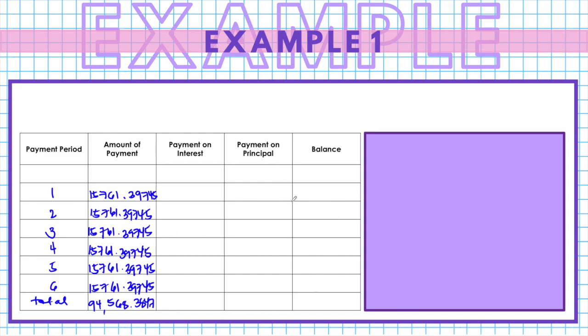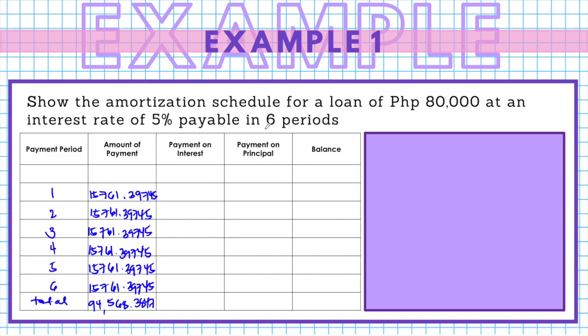of our amortization schedule. So the next step is to fill in the balance. So while there is no payment to be made yet, of course the balance would be 80,000 pesos, which is the principal of this problem. And then after this one, we need to fill in the payment on interest. Now the payment on interest will be dependent always on the previous balance. So our previous balance is 80,000 pesos.